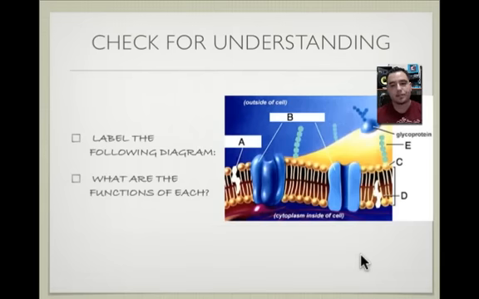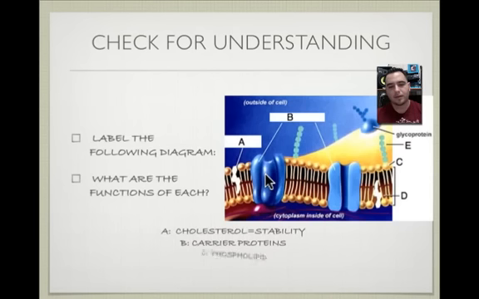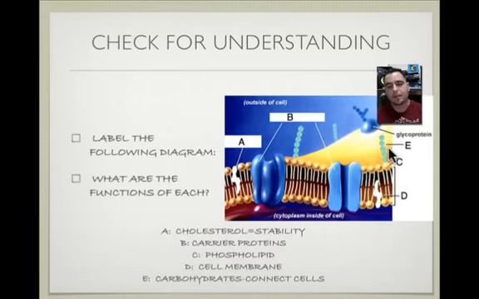Now we continue. So A again is the cholesterol molecule right here. It allows for stability. B is a carrier protein. It allows substances to go in and out. C is the phospholipid bilayer, and that's the barrier that prevents some things from going in, and only the small uncharged to go in. D, again, this whole area is the cell membrane, controls what goes in and out. And then E, these are carbohydrates. They connect the cells.